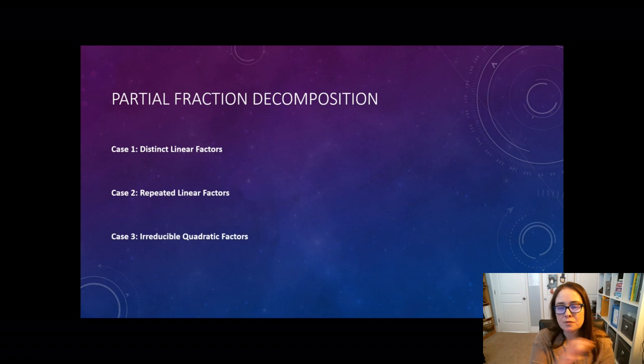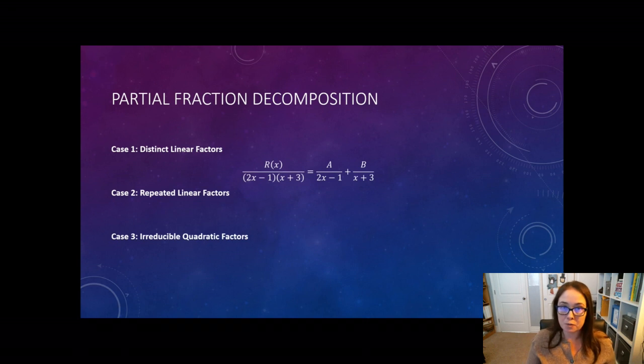Now, there are three different cases of what that denominator might look like, and that would tell you how the fraction breaks down. The first case is where you have distinct linear factors. Distinct meaning different, and linear meaning that they were totally factorable. There's no quadratics left after you've factored as much as possible. So here's an example. I've got some polynomial r of x at the top, and then the bottom has factored into these two distinct linear factors.